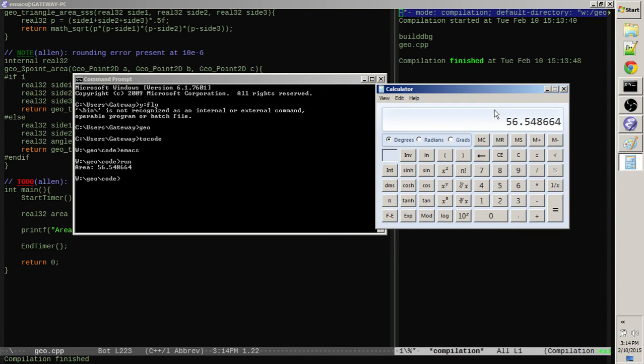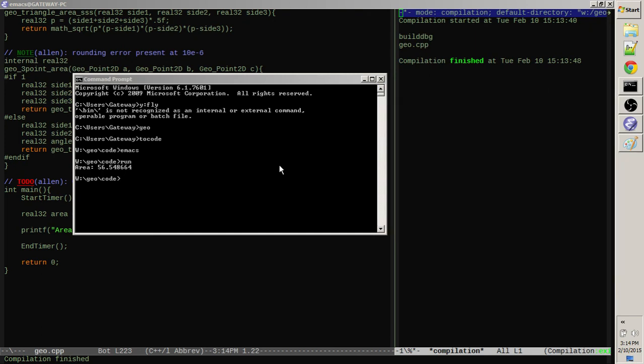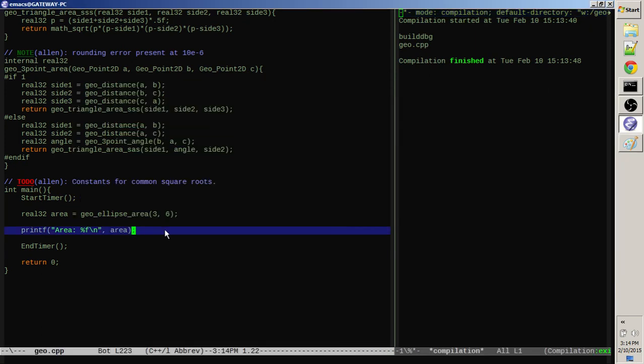56.548664. Divide that by 2, we get this. Now we said it should be half the area, so that's how we get back to the size of a circle with the radius 3. Divide that by 9, we should get to pi, and we do. Alright, now let's do the other one.